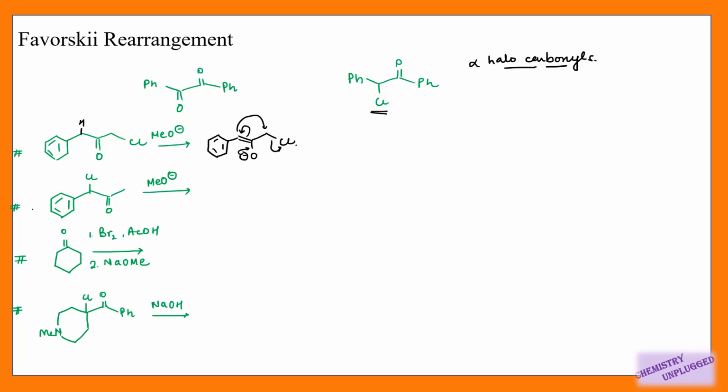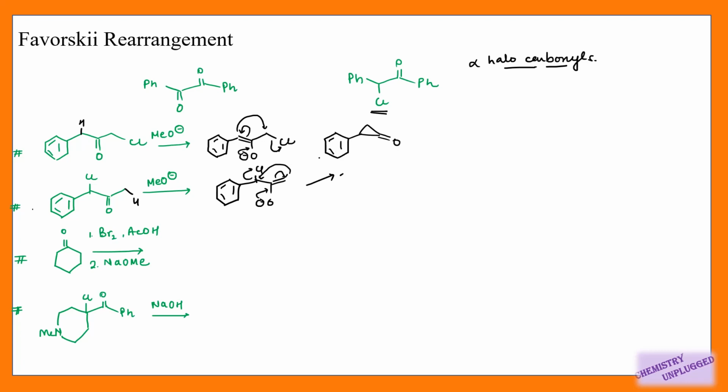So we will get an intermediate like this. We will do further reaction a little bit later. First we will see this alpha halocarbonyl. This is different from this one, but we will get the same intermediate from this. How can we get this? The methoxide will first remove this alpha proton, and we will get an enolate here, right? And when this negative charge comes back, it will attack on this carbon, and Cl will be removed.